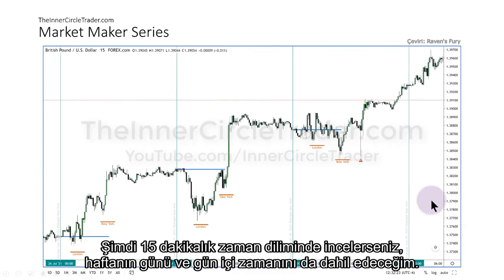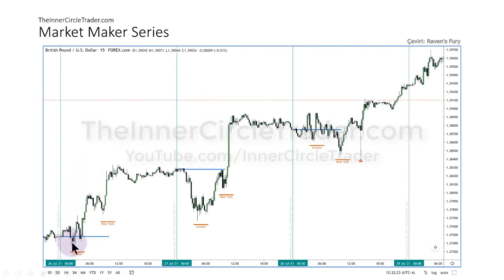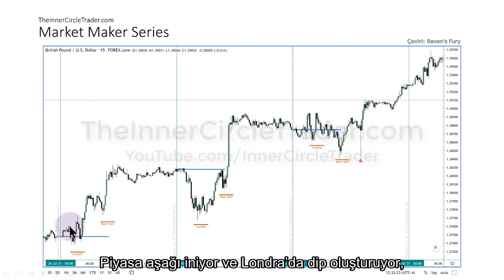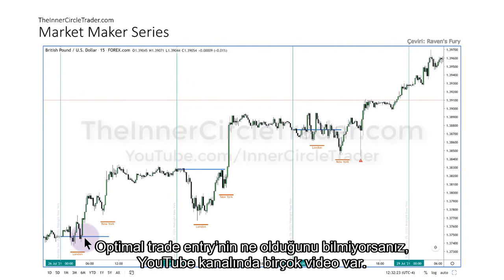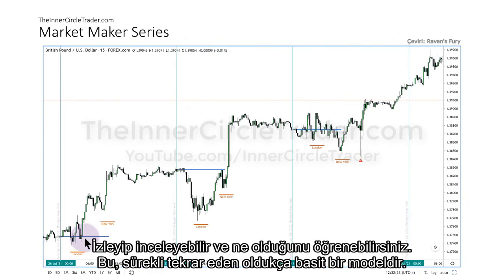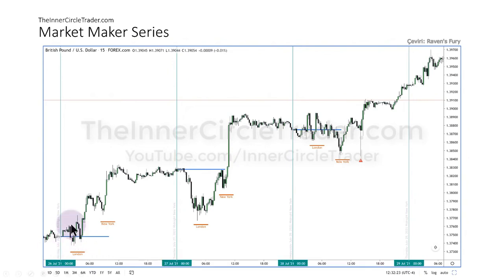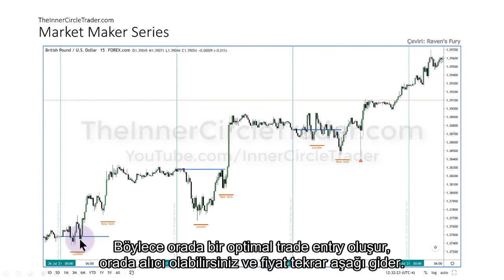Now, if you look at it on a 15-minute time frame, I'm going to incorporate day of week and time of day. Here's that opening price at midnight. The market trades down, creating the low in London, rallies, comes back down in for an optimal trade entry. If you don't know what an optimal trade entry is, there are lots of videos on this YouTube channel that you can study and find out what that is. It's a really simple pattern, repeats all the time. So it creates an optimal trade entry right there. You can be a buyer there, and then it trades back down again.